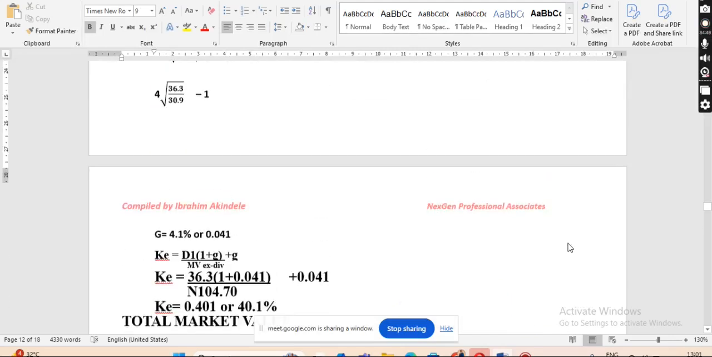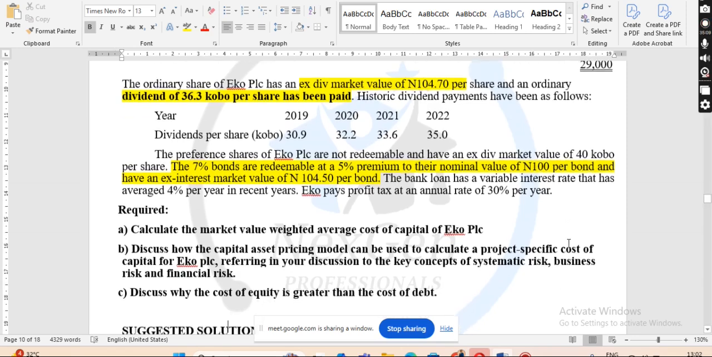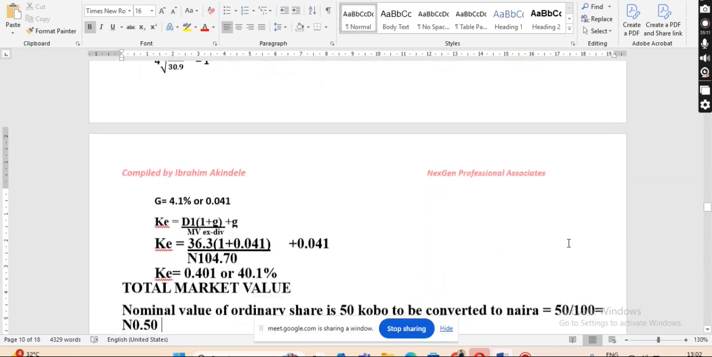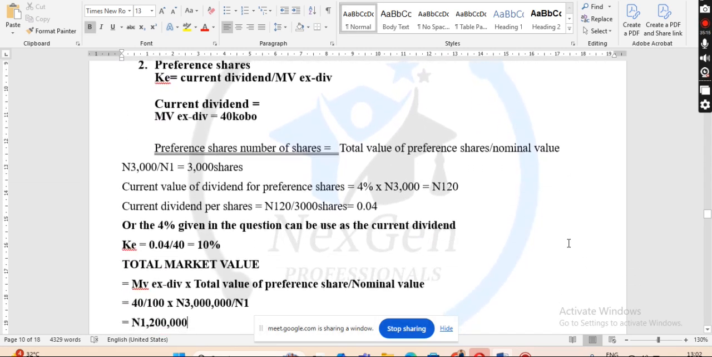So let's change it, class, please. Apologies for that. I think it's supposed to be 100. I saw it last night. So it's supposed to be 100, class. The nominal value of the redeemable bond is 100, not 1000. So we'll come back to this side and change the nominal value to 100.